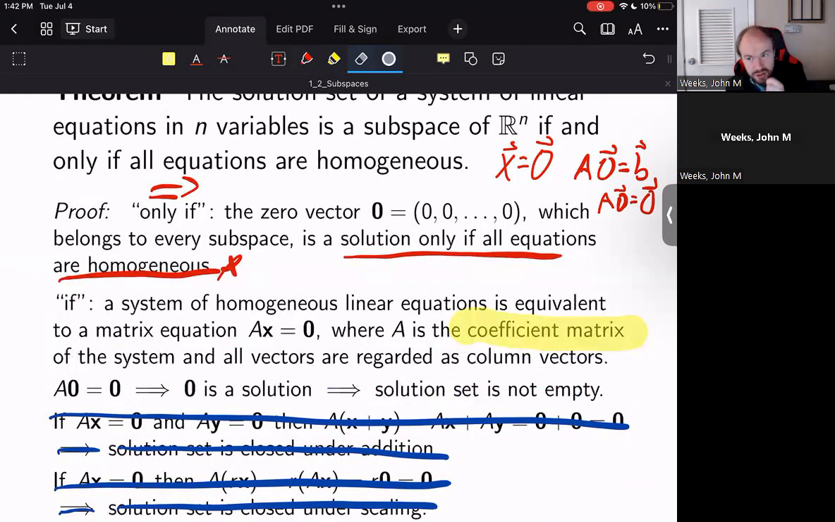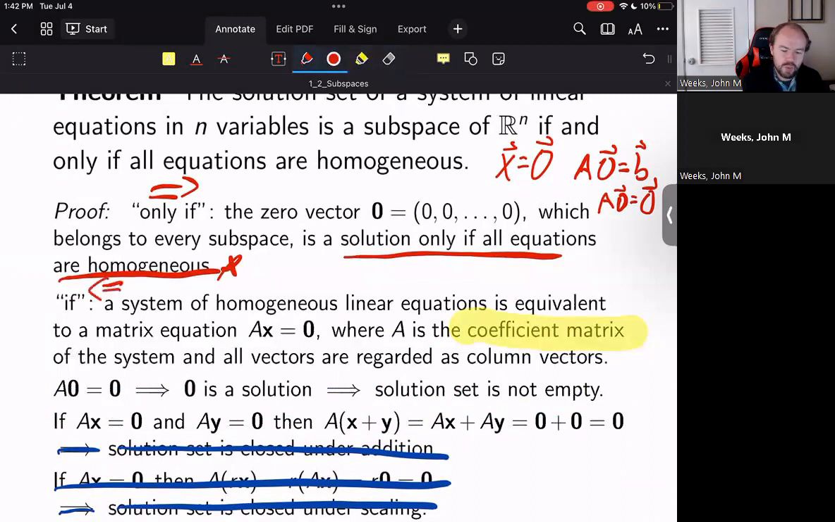What was the other thing we have to do for the subspace test? Not only does it have to be non-empty, it also has to be closed. Exactly, closed under the linear operations, addition and scalar multiplication. So here's addition for us. Let's say that we are in a homogeneous system. That's something we get to assume because now we're going the opposite direction. We're going from right to left.